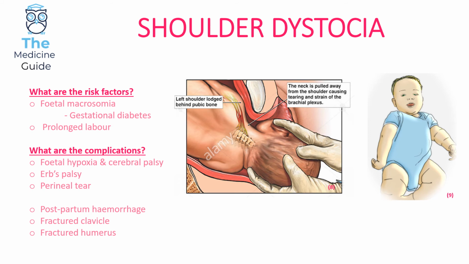So an Erb's palsy is commonly known as the waiter's tip. It's an upper brachial plexus injury, as you can see in the central picture. Now it typically is due to a C5 or C6 palsy. So if you have a look at the baby in the far right hand corner, you can see that the right arm looks abnormal compared to the left arm.